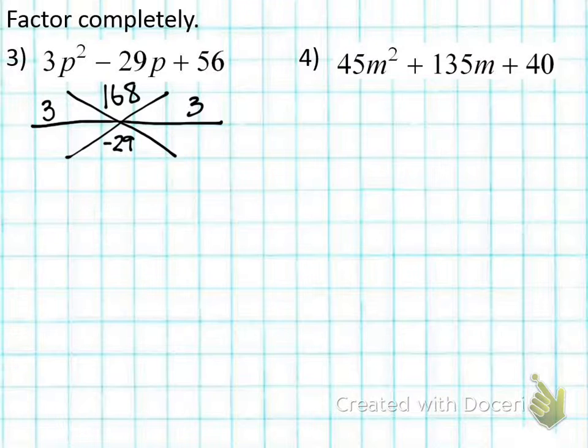Okay, so when it gets hard like this, are we going to pick multiples like 1 times 168, 2 times 84? No, let's think about this a little more carefully. What numbers do you think would work in here? Let's start with the least, okay? And by the way, let's think about this also.